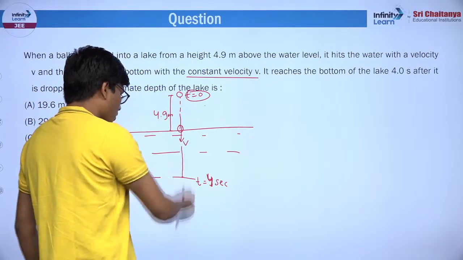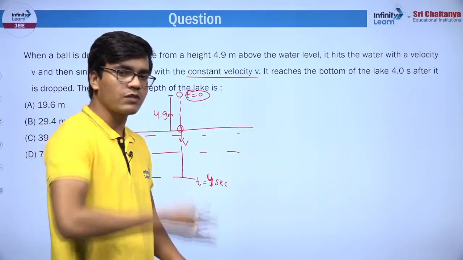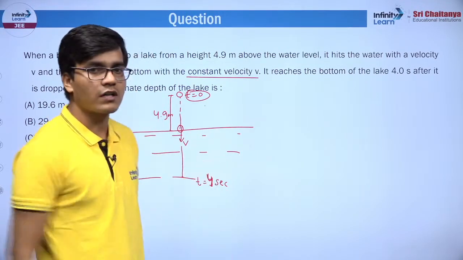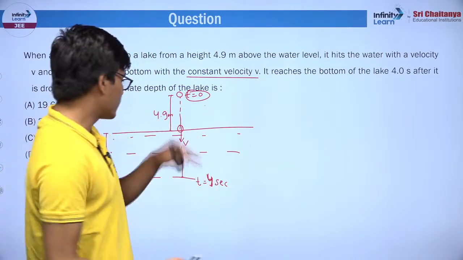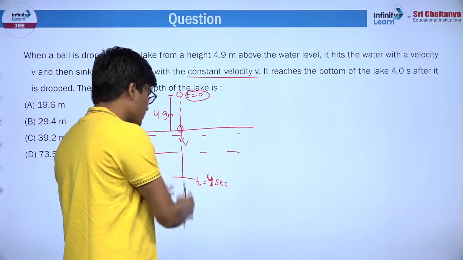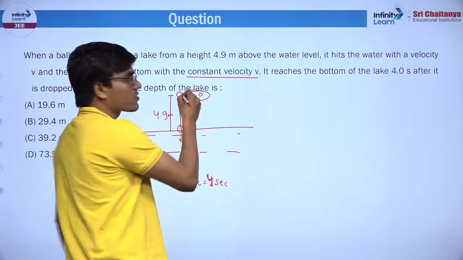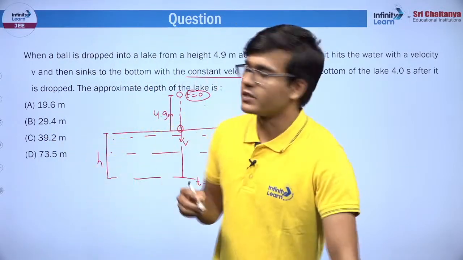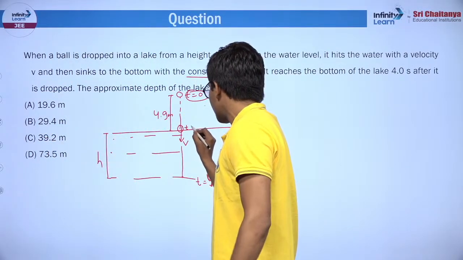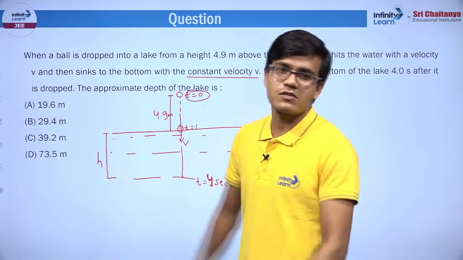So this v is not getting changed. Basically the mg and the viscous and buoyant forces are balanced. All the forces are balanced, so net force is 0. That is why velocity is constant. So this ball is dropped from a height of 4.9 meter. I want to know the time when it will be at the surface of the lake.